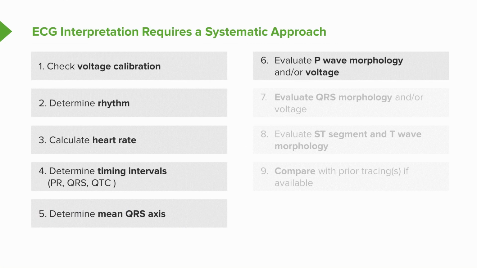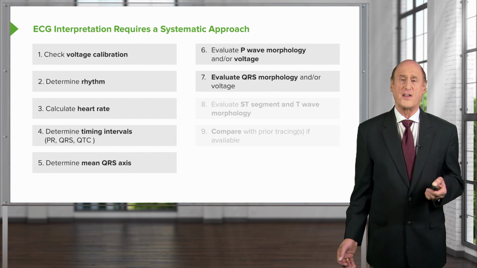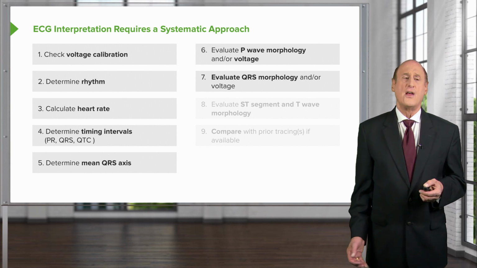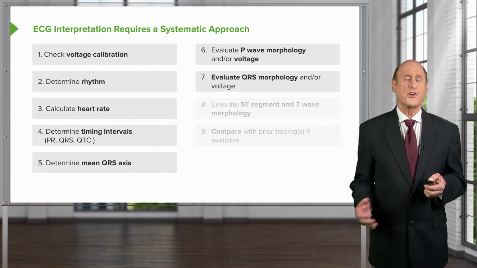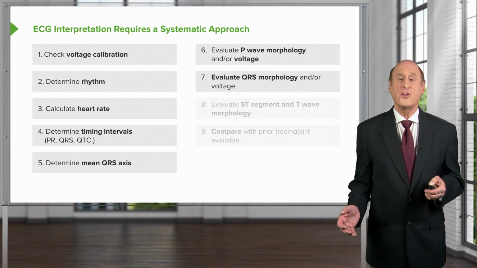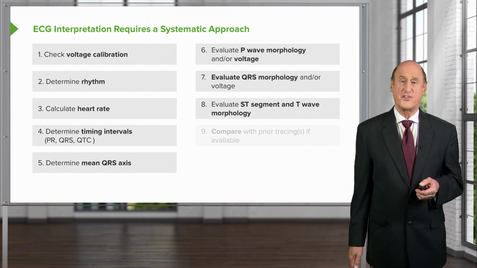We want to look at the P wave morphology to see if it's normal. We look at its voltage and its shape, because certain abnormalities of P wave morphology can occur with certain diseases. We want to do the same for the QRS morphology. Again, certain diseases, for example heart blocks, things that can lead to pacemakers, will change the morphology of the QRS. We'll then look at the ST segment and the T wave morphology.